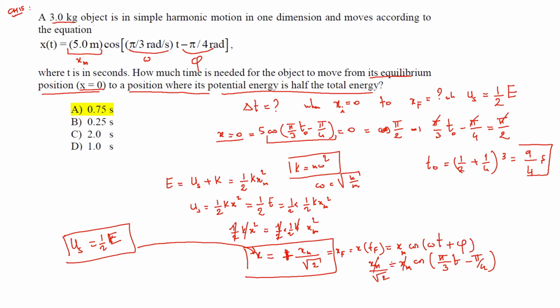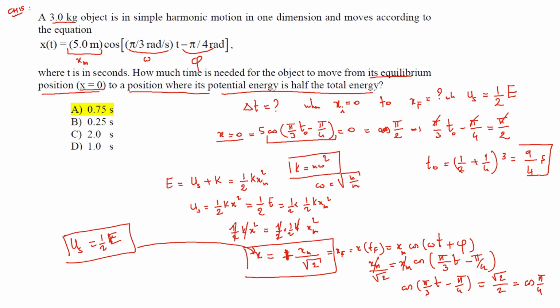I simplify by x max, and I get what? I get cosine of pi divided by 3 t minus pi divided by 4 is equal to square root of 2 divided by 2. Which angle has a cosine square root of 2 divided by 2? It's pi over 4, 45 degrees. Okay.